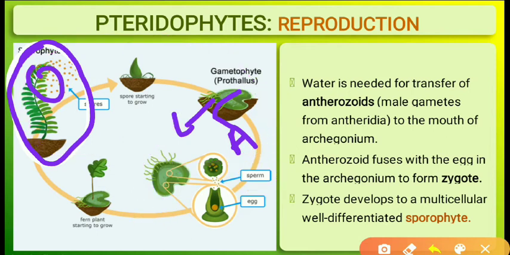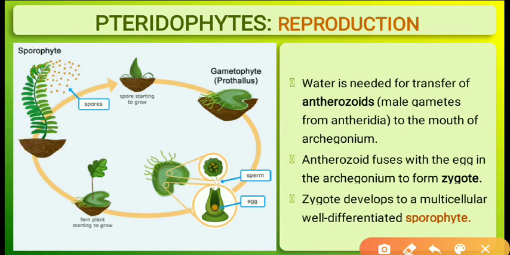Water is essential for transfer of antherozoids. The antherozoid fuses with the egg in the archegonium to form the zygote. The zygote is developed into a multicellular, well-differentiated sporophyte. This is the sporophyte.